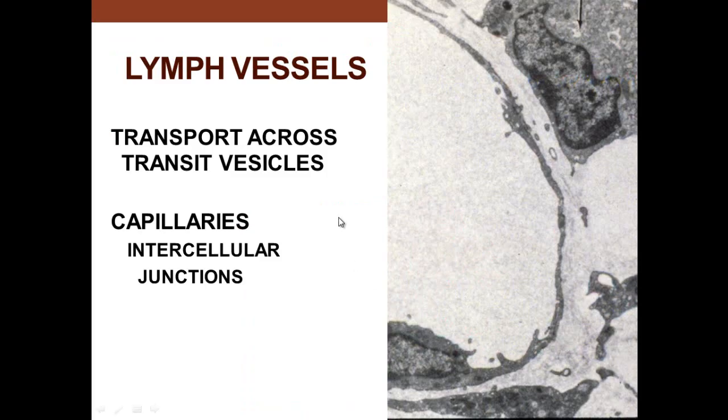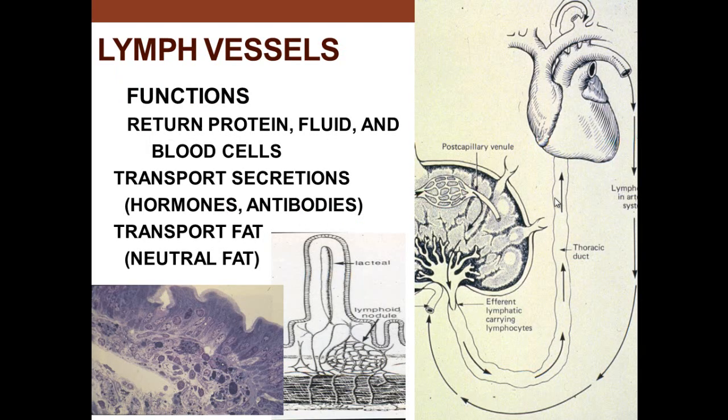So the lymph vessels transport. You have transport across these vessels. You have an anchoring device to hold it open, and there's junction between adjacent ones. Also, the lymph vessels are important in transporting hormones, antibodies, fat, natural fat that come from the GI tract. Here's a central lacteal.